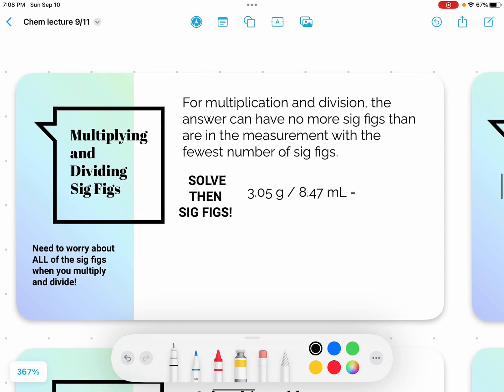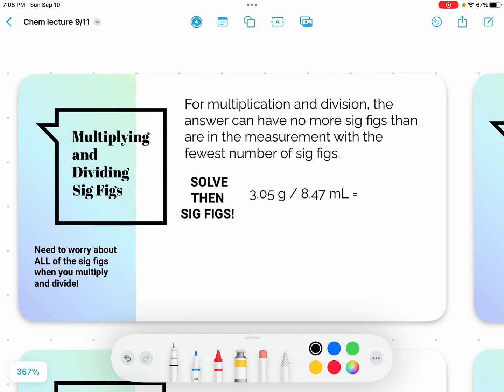Okay, when you're multiplying and dividing sig figs, your answer can have no more sig figs than the measurement with the fewest number of sig figs. So basically, just like what we did on Friday last week, you need to worry about solving first, then look back at your original numbers to figure out which one has the least amount of sig figs. Now, the helpful thing about multiplying and dividing is you worry about all of the sig figs, not just the ones behind the decimal like you did on Friday. This is kind of like what we did in the very first part of your homework on Friday. You just tell me how many sig figs there are.